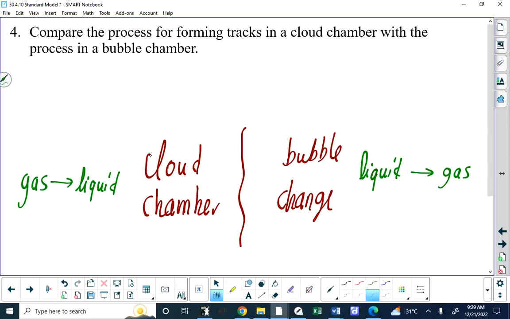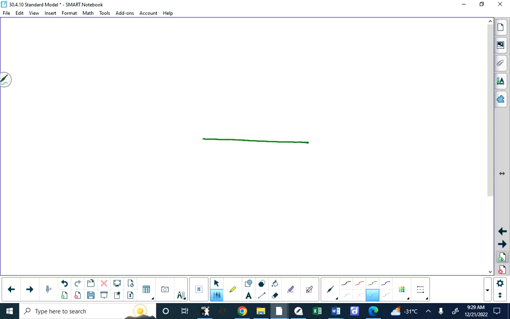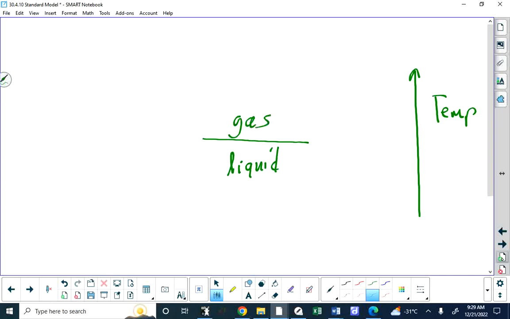And the point is that when you look at temperature and you look at states of matter, if this is temperature, we've got liquid here and we have gas here. So a cloud chamber operates at this temperature. A bubble chamber, I hope this is making sense, I never explained it this way before. A bubble chamber has a liquid in it that's almost a gas, and a cloud chamber has a gas in it that's almost a liquid.